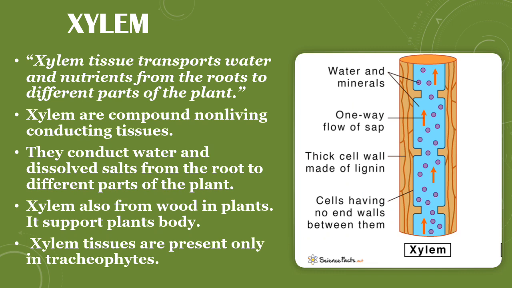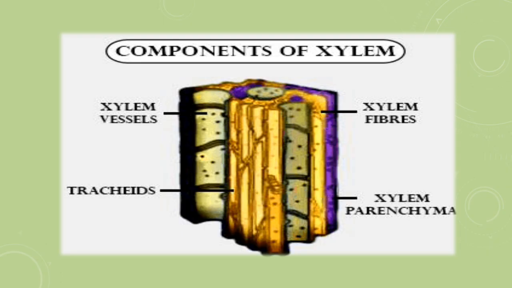Xylem also forms wood in plants. It supports the plant body. Xylem tissue is present only in tracheophytes. Components of xylem are xylem fibers, xylem parenchyma, xylem vessels, and tracheids.